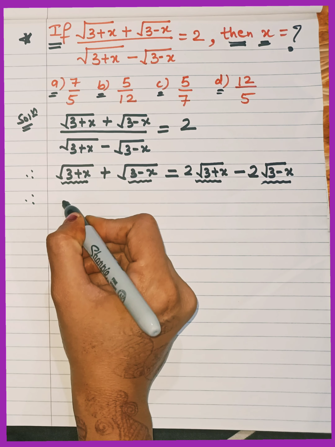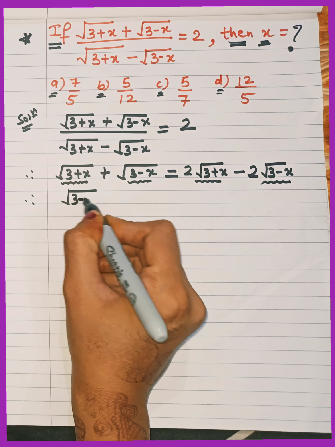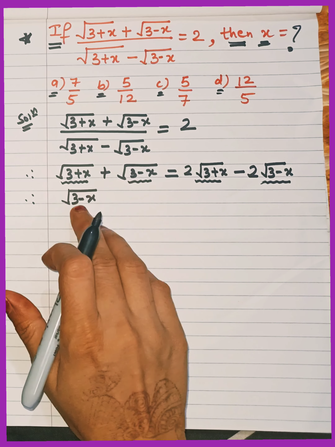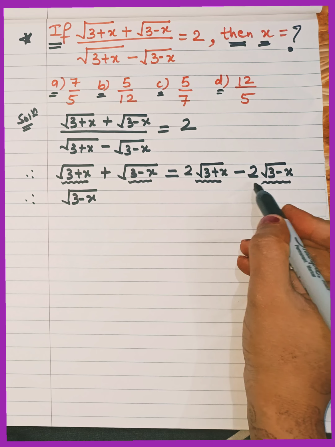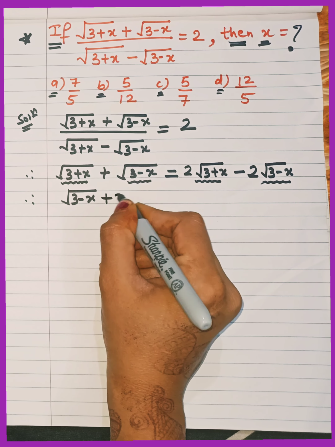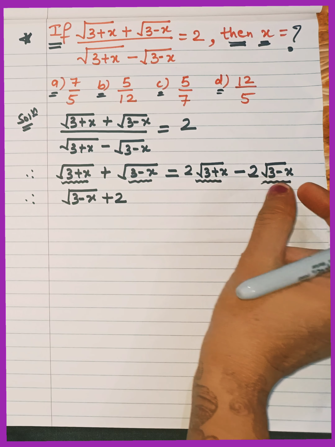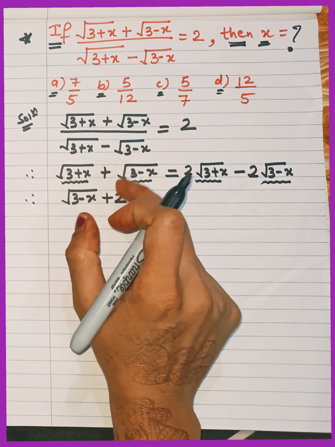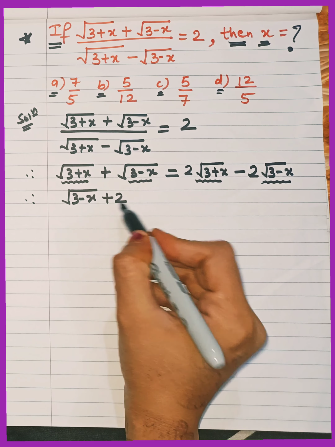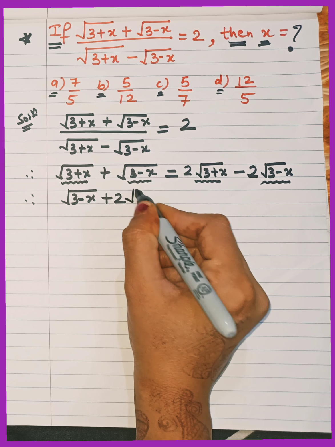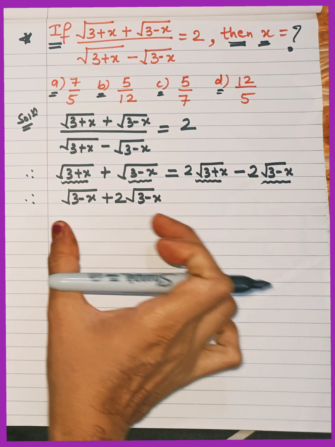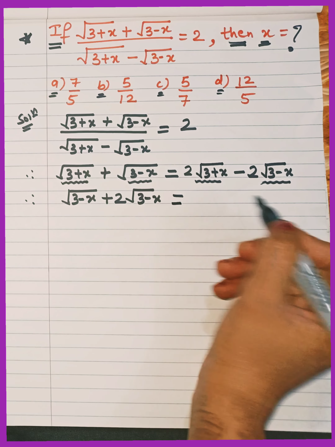This square root of 3 minus x is already on the left hand side, so I am keeping that as it is, and this part I am shifting. So negative 2 will become positive 2. Whenever we shift any term from left hand side to right hand side or right hand side to left hand side, the sign gets changed. So minus 2 will become plus 2 times square root of 3 minus x. So these both terms we have kept here together, equals to.